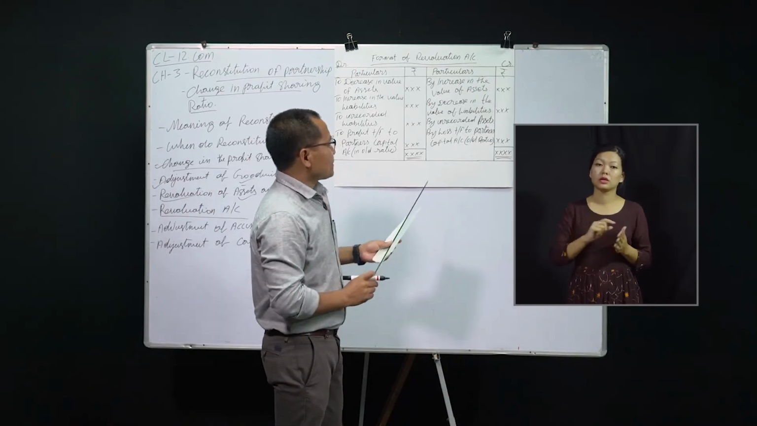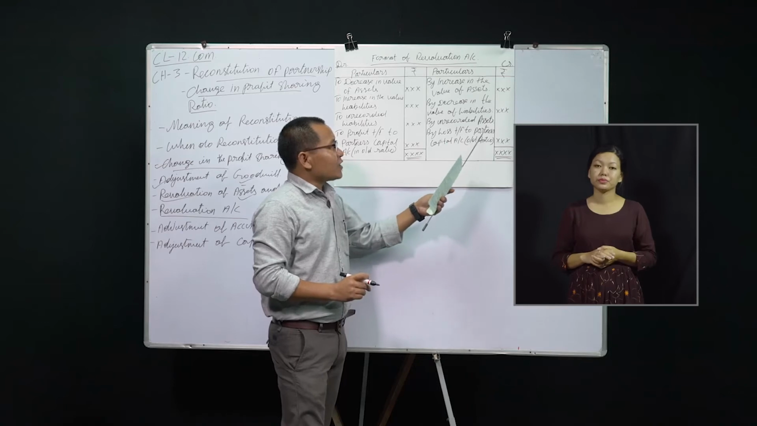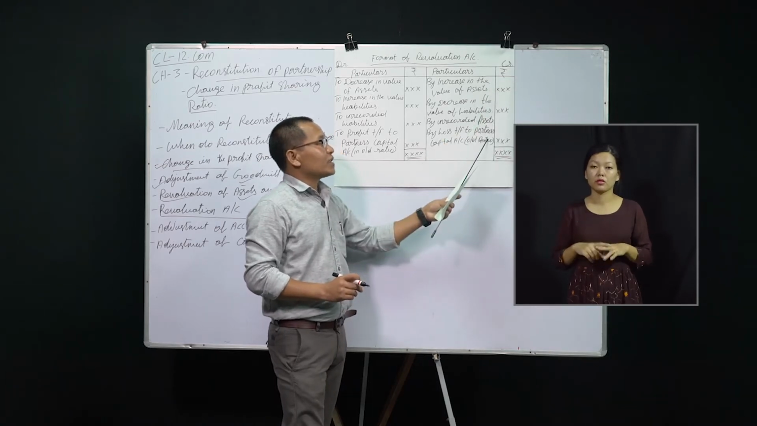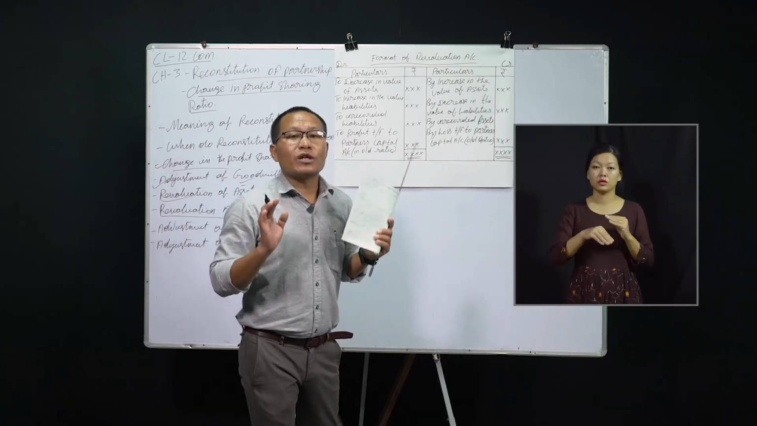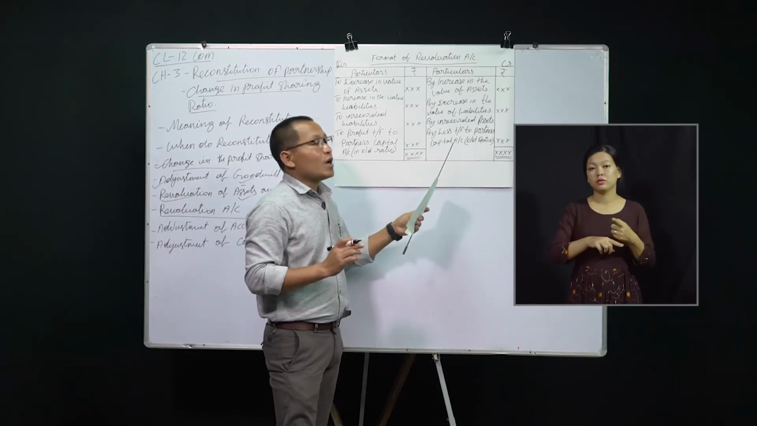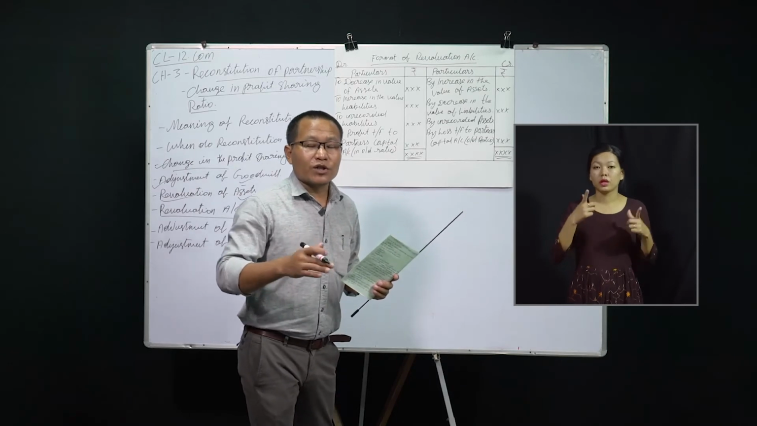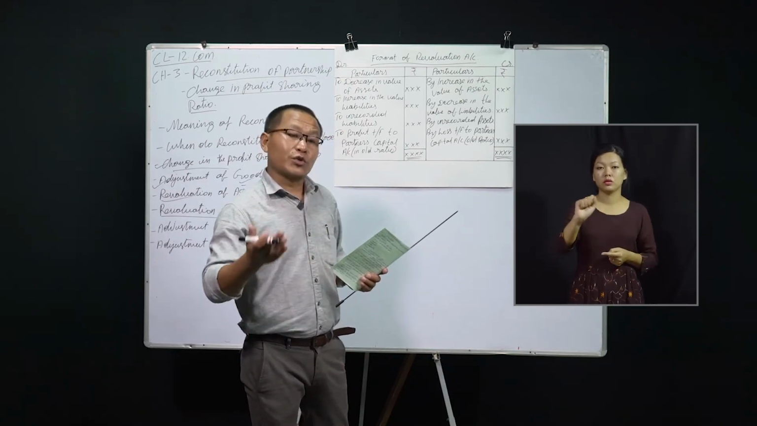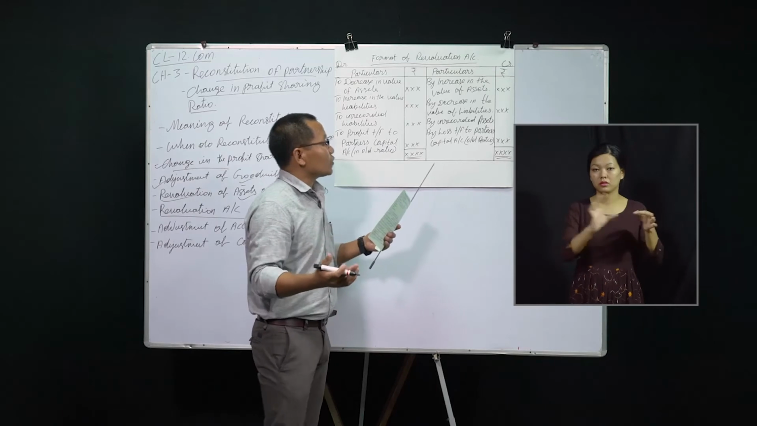So if there is a shortage on the credit side, that means the firm has incurred a loss. This loss has to be transferred to the partners' capital accounts in their old ratio, not in a new ratio, but in the old ratio.